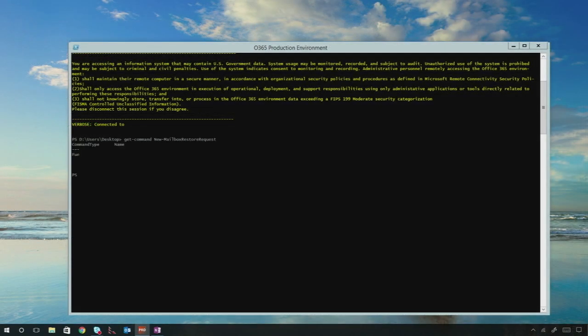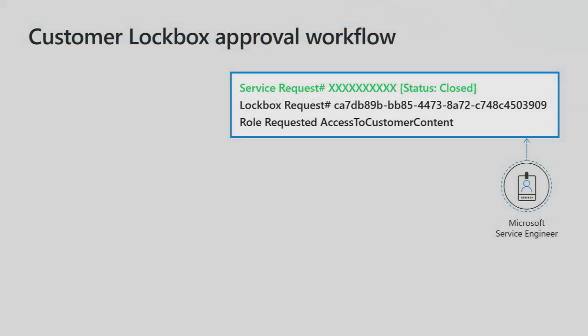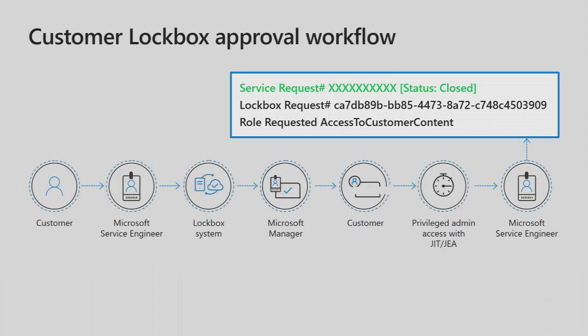And this is an example. We did get the New-MailboxRestoreRequest command. So the engineer is trying to restore someone's mailbox, and this command initially was not available to the engineer. Now, when the approval is granted by the customer, they can get access to this command. And once the engineer says the issue is resolved, the service request is closed, the customer is happy, and we have met all our compliance requirements.